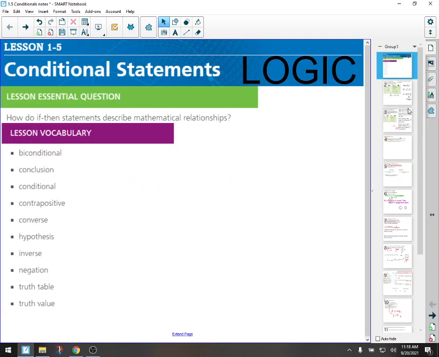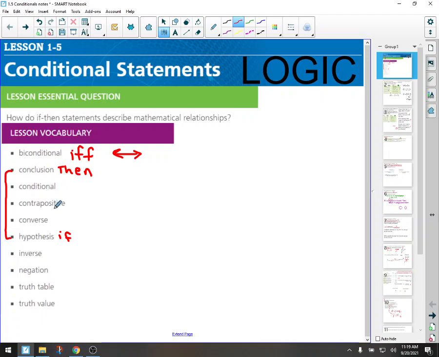So yeah, that's going through the notes on this. There's a lot of stuff here. Let's just do some reviewing. Biconditional, that was the if and only if. It has to be true, read both ways. Conclusion, this was our then statement, and that was linked with our hypothesis, which was our if statement. So these two were inseparably linked together. Then we had conditional, that's just all the things we've done today.